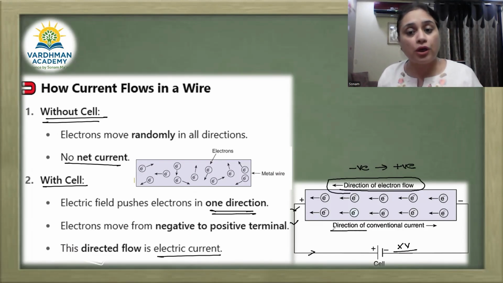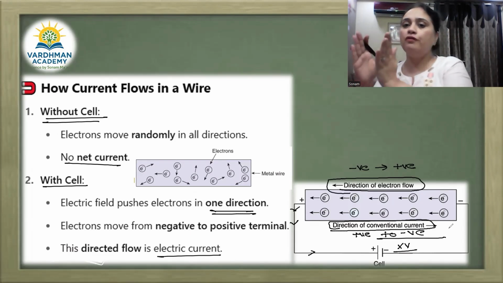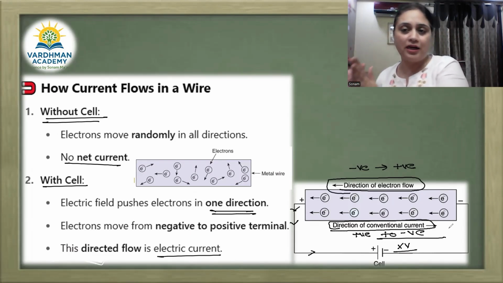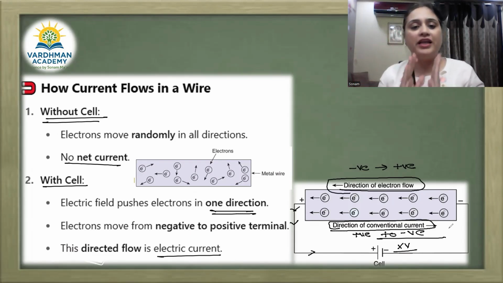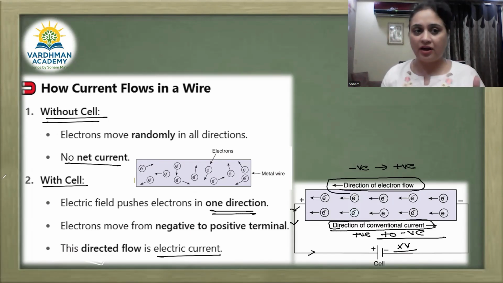But if I am talking about the direction of current, right? Conventional current, that is always from the positive to negative terminal of the battery. तो आप ये ध्यान रखेंगे कि there are two directions and direction of flow of current is opposite to the direction of flow of electrons. So it's very simple. ये आपको हमेशा ध्यान रखना है.